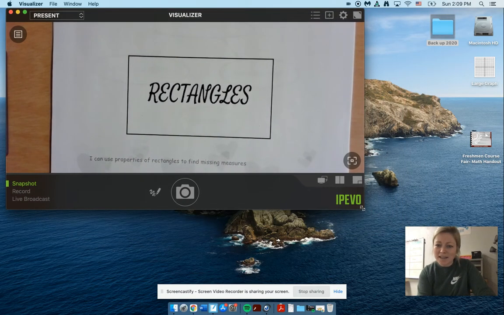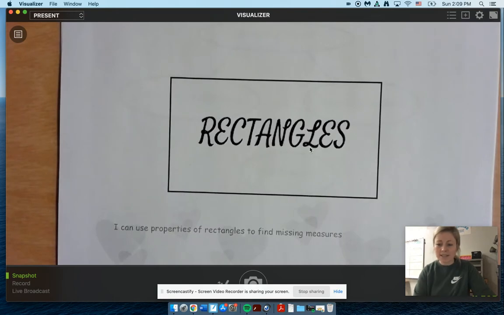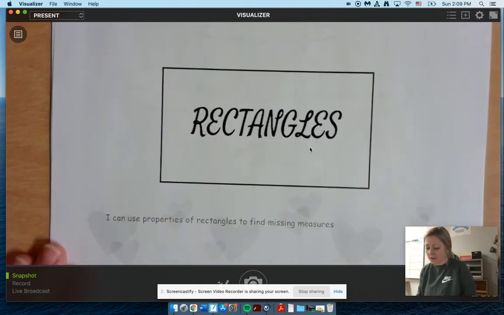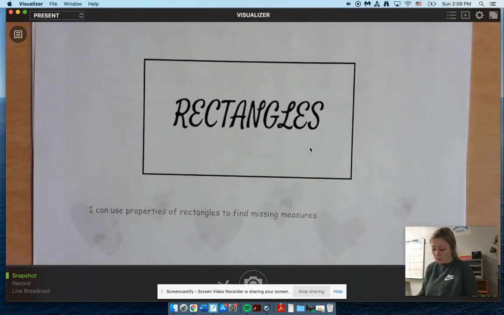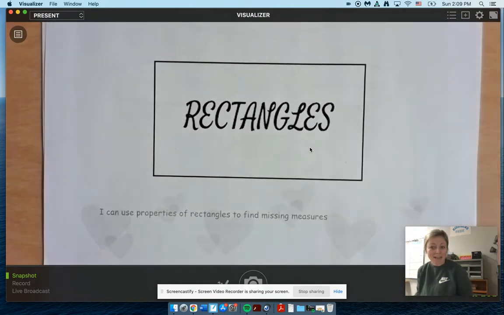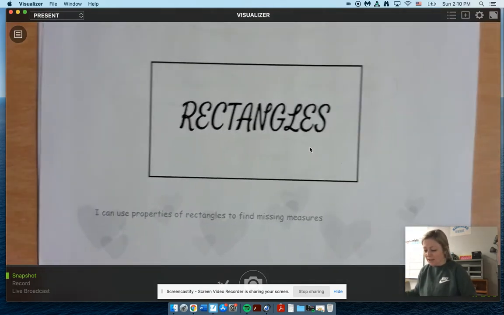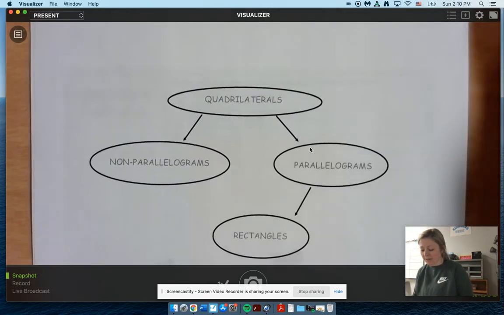Hello, everybody, and we are moving on to rectangles. Okay, so after today, you will be able to use properties of rectangles to find missing angles and side lengths. Okay, here is just a little like family tree, right?